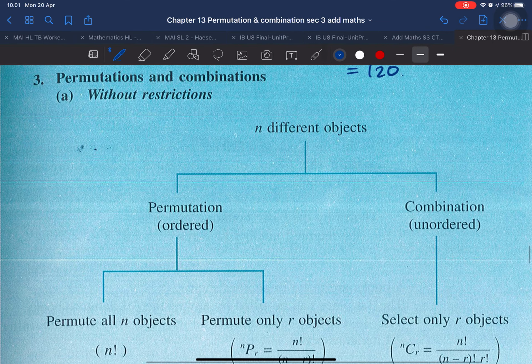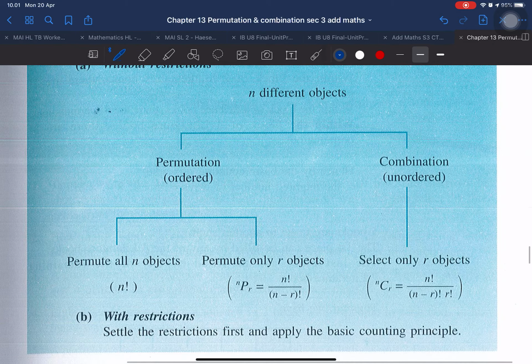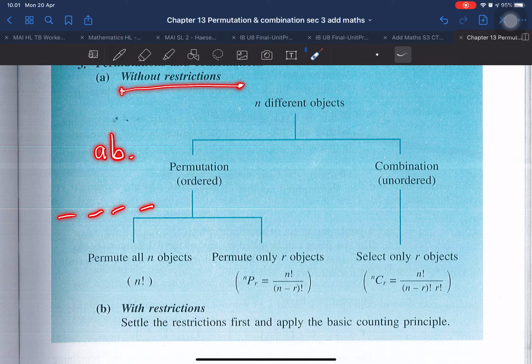Now, we're learning further than the basic counting principle, which is permutations and combinations. First, the condition without restriction. What does it mean? There are no requirements. For example, A doesn't have to sit with B, or the 4-digit number cannot be lower than 4,000, it should be higher. That is with restriction. Now we're going to talk about without restriction first.